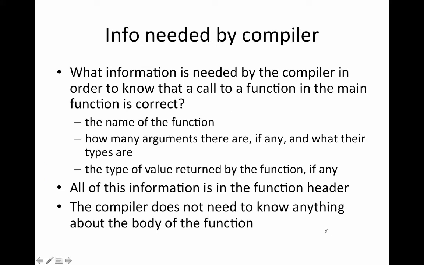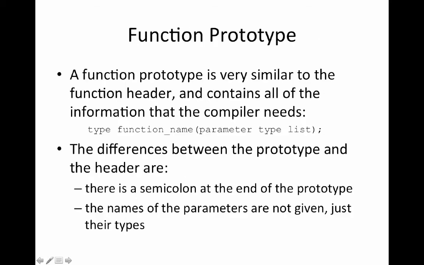But do we actually need to have the entire function definition? What information is actually needed by the compiler in order to know that a call to the function in the main function is correct? Well, it's going to need to know the name of the function. It needs to know how many arguments there are, if any, and what their types are. It needs to know what type of value the function returns, if it returns anything. So all of this information is in the function header. The compiler does not need to know anything about the body of the function.